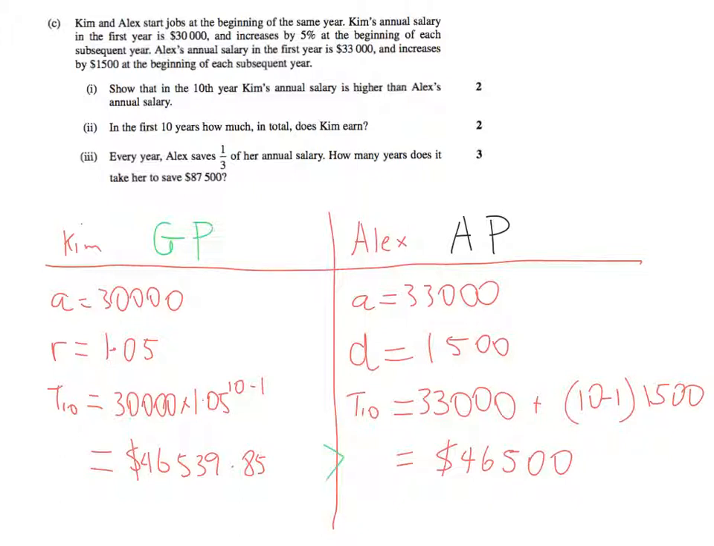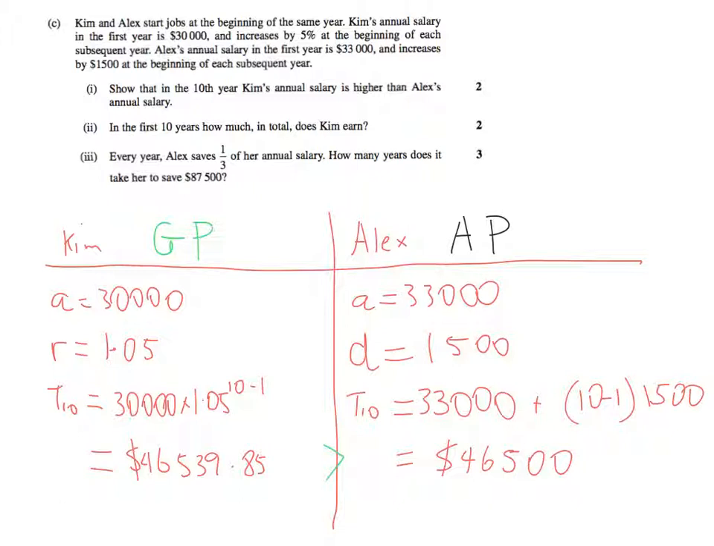And what you might find is in the 8th or the 9th year, Alex still has the upper hand, given that he or she started $3,000 higher. But what you'll find is, as this progresses, if we looked at their salary in the 30th year, well, Kim's going to be earning a whole lot more.